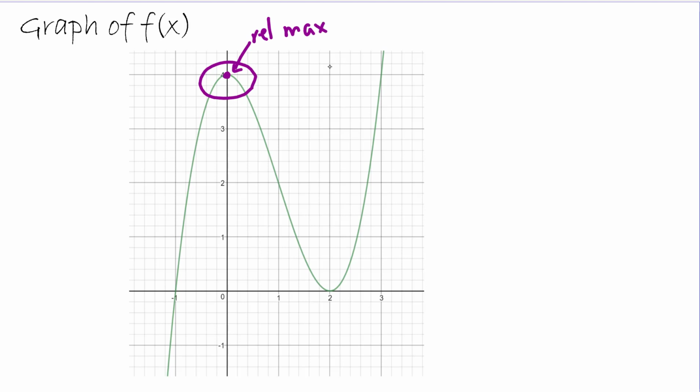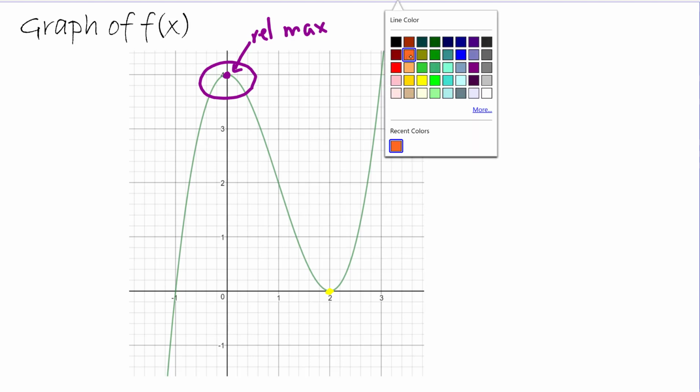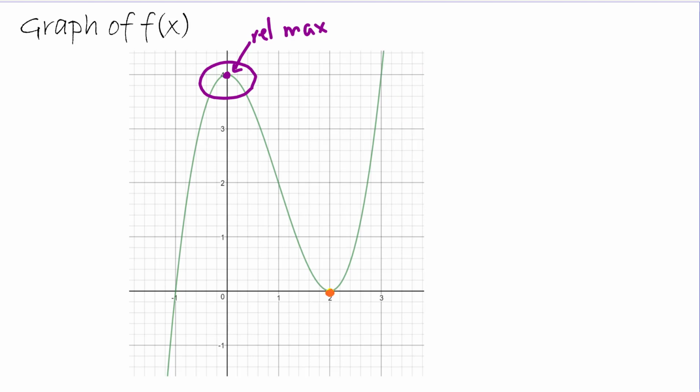This graph also has one relative minimum, which is located down here. I've highlighted in yellow, I don't know if you can see that, so I'm going to change the color. So right here in orange, there's a relative minimum. This graph is a valley. It's lower than any point right around it. So this graph has a relative max at x equals 0 and a relative min at x equals 2.